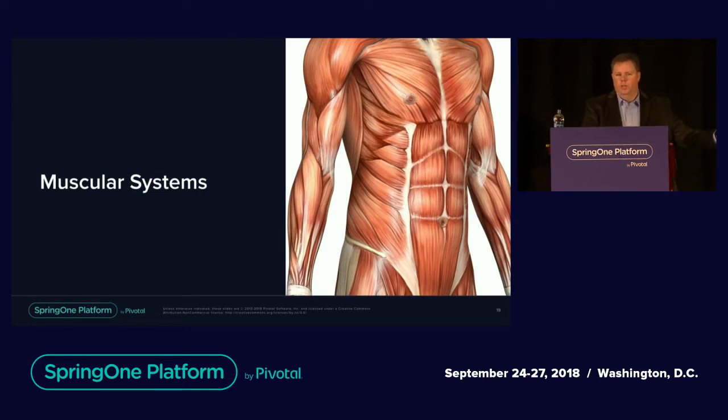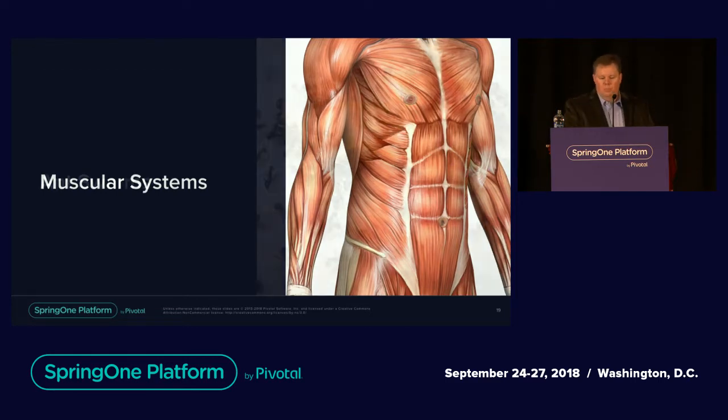Muscular systems, right? We go and we lift weights. Why do we lift weights? Because we want to damage our muscles. We don't actually say that, but that's what we're doing. We damage our muscles, and they rebuild themselves, and they come back stronger. Now, what's also true? If you stop damaging your muscles, then eventually they get weaker. So stress makes them better. Lack of stress makes them worse.